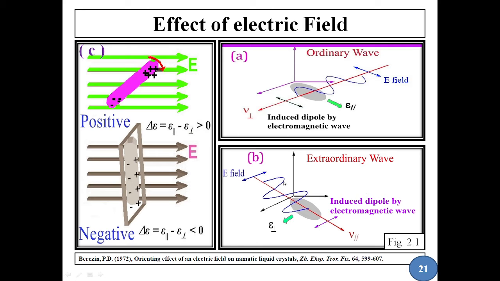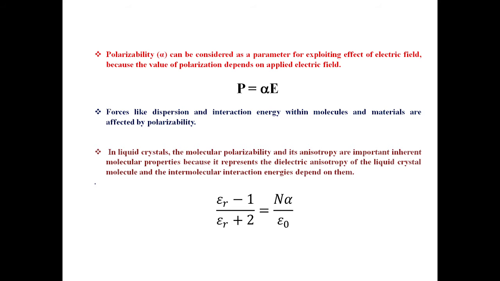This is the waveform of our presentation. This is an example of the ordinary wave, and this is for the extraordinary wave when the field is perpendicular to the axis, and the ordinary wave when the field is parallel to the axis. Polarizability can be considered as a parameter for exploiting the effect of electric field, because the value of polarization depends on the electric field.